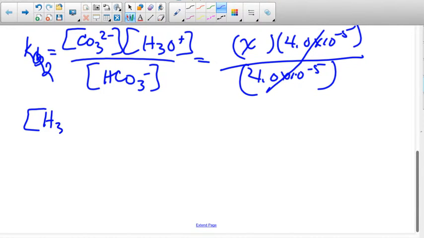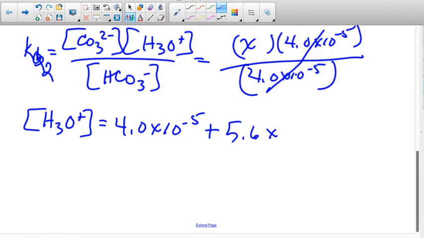Technically, your concentration of hydronium ion is going to be the concentration you found after the first ionization, which is that 4.0 times 10 to the negative 5th. It is actually technically that plus your Ka2, which is 5.6 times 10 to the negative 11, right?